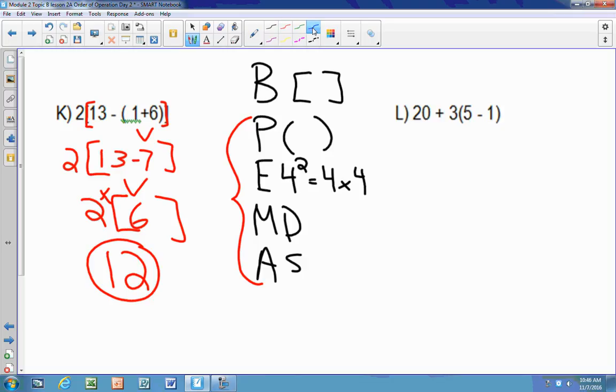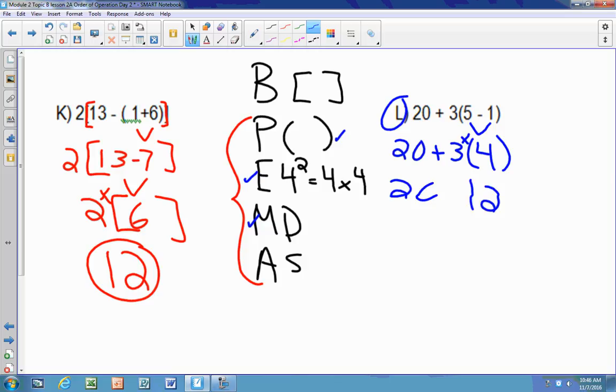Next, letter L. There are no brackets in this one, so we're going to start off with parentheses, and the parentheses make 4. I'm going to leave the parentheses because once again I have a number next to them without an operation. So now I just did all my parentheses. There are no exponents. I can continue on. I need to multiply and divide. Many people would say there is no multiplication, but there is. This tells me to multiply right here, so that would be a 12. And then I add them together, and I get 32.